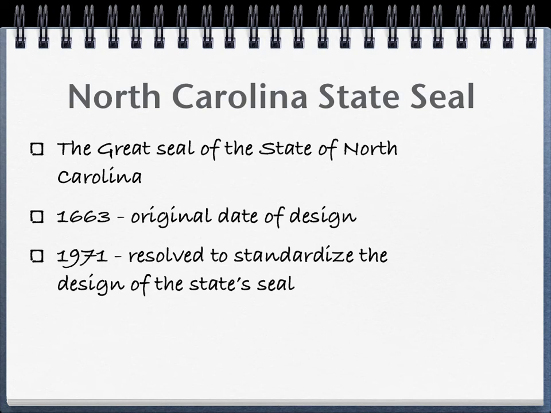In 1971 it was resolved to standardize the design of the state seal. So what that means is that was the final seal. They said they had enough of it changing its look, that this was the current and final look. So 1971, we have not changed this seal since then. So let's look at the seal.